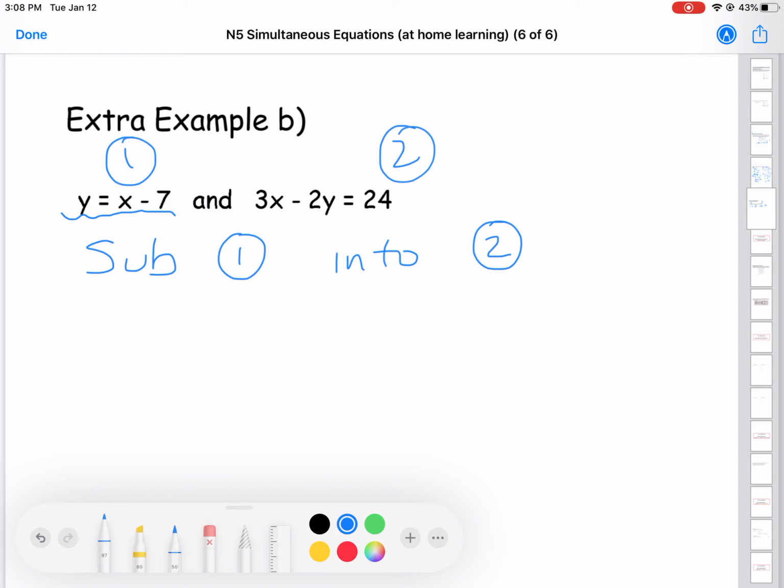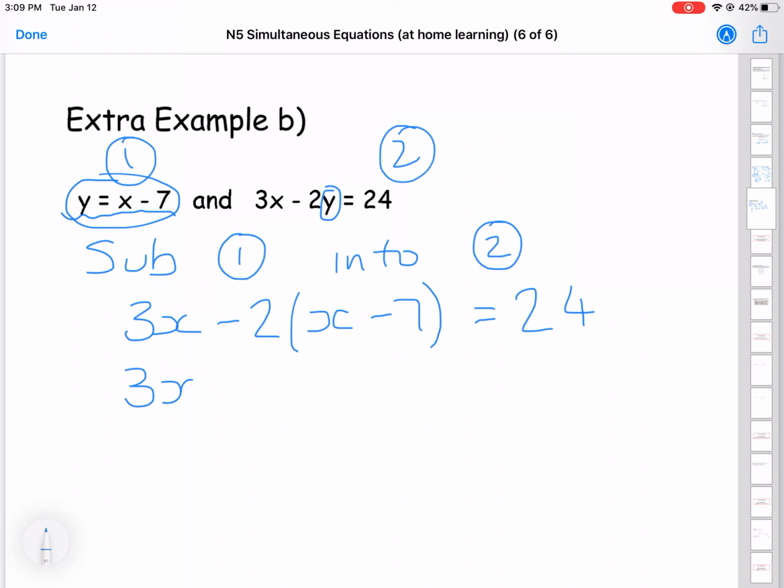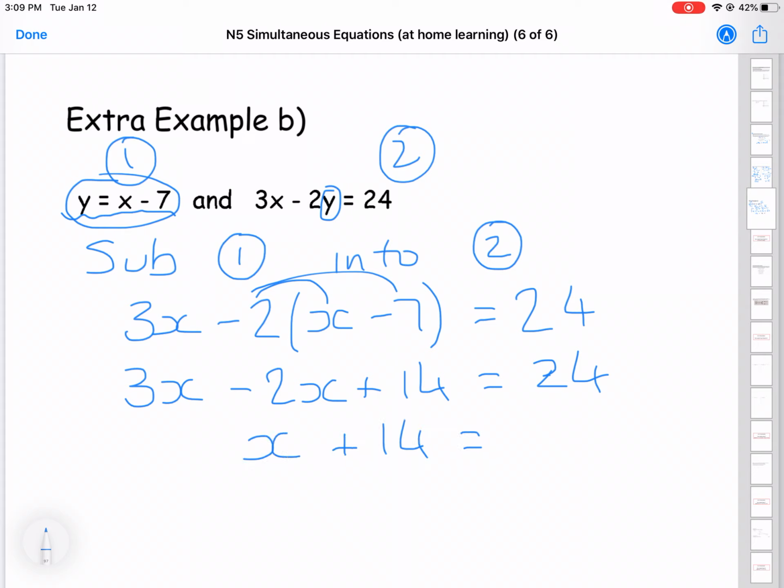When I substitute equation 1 into equation 2, I get 3x minus 2 times equation 1, which is x minus 7. This here is y, which is also this here. That then equals 24, and this becomes a solving equations with brackets question. So 3x minus 2x plus 14 equals 24. Plus 14, since we have two negatives times them together. 3x take away 2x is x, plus 14 equals 24, so x has to be 10.